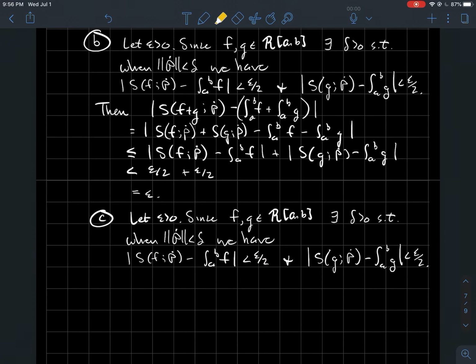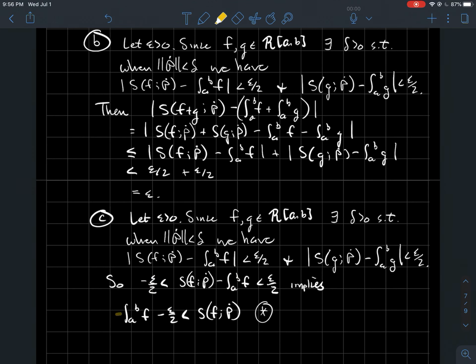And simultaneously, I'll pick delta so small that I get this too, that the Riemann sum of g over this tagged partition P and the integral of g is less than epsilon over 2 also. So I'm going to pick delta small so that both of those happen at the same time. Let's think about this absolute value inequality for a second. Think about college algebra. What's that really saying? That's trying to say what's inside is bigger than minus epsilon over 2, but less than epsilon over 2. So what we're going to do is take this and add it to this side. And we're just going to focus on that piece.